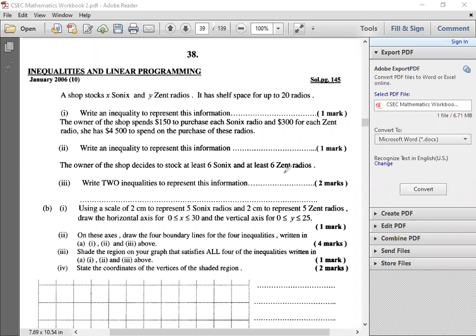All right. Some key things that you need to know. Point out that the Sonic is X and the Zent is Y, and that the shelf space is up to 20. Yes, sir. So I finished trying to bear those key information in mind.